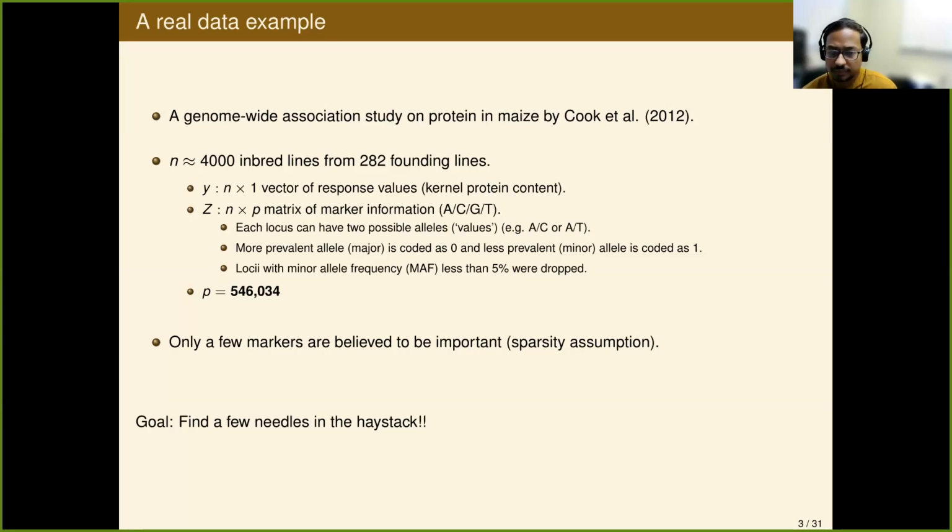marker locations. But the scientists believe that among all these marker locations, only a few should be important. That's their assumption, and in the statistics literature, it's called the sparsity assumption. So our goal is to find these important markers that are associated with the phenotypic response. That's basically finding a few needles in a big haystack.